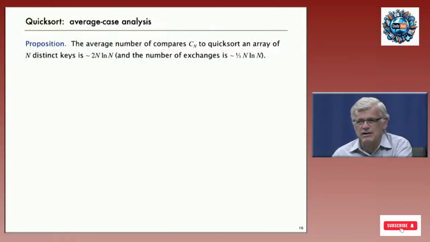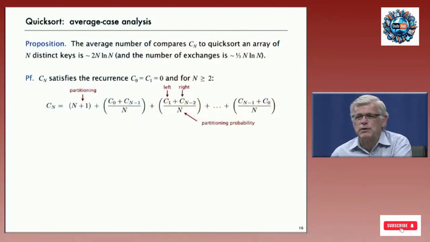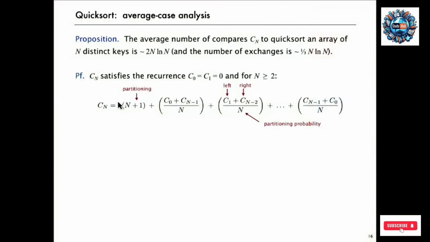The most interesting thing about the study of Quicksort is the average case analysis. This is a somewhat detailed mathematical derivation, but it's worthwhile going through the steps to really get a feeling for why it is that Quicksort is quick. So what we do, as we did for Mergesort, is write down a mathematical recurrence relation that corresponds to what the program does. In the case of Quicksort, the number of comparisons taken to sort n items is n plus 1 for the partitioning, plus what happens next depends on what the partitioning element was.